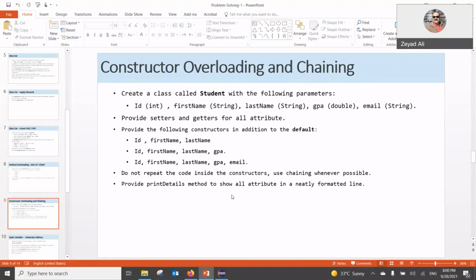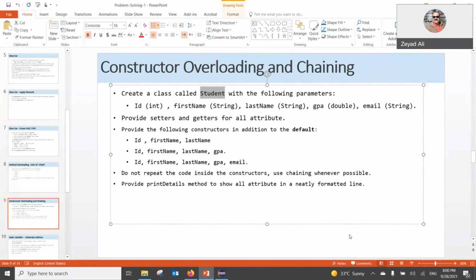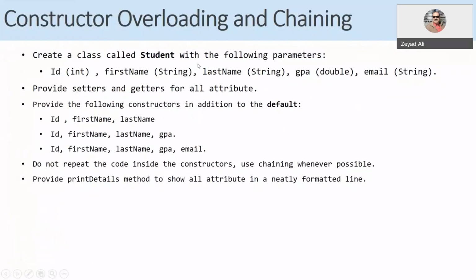Constructor overloading. When you have multiple constructors, but you don't need to repeat the code inside them. The example says, create a class called student. This is a very important example. Create a class called student and has many parameters like, for example, it has an integer ID, it has a name, last name, and GPA and email. So 1, 2, 3, 4, 5. Provide setters and getters for all attributes.